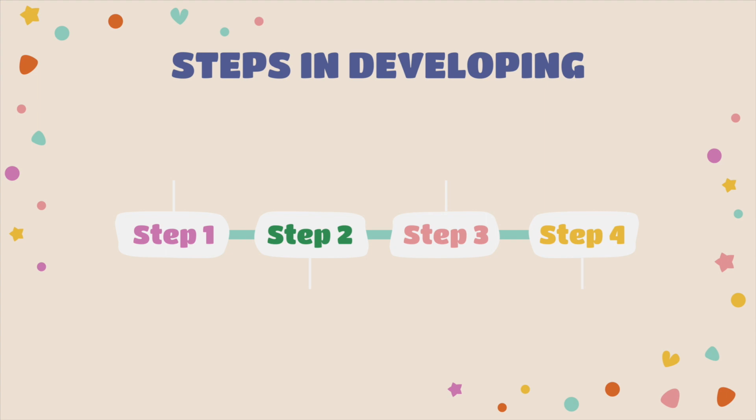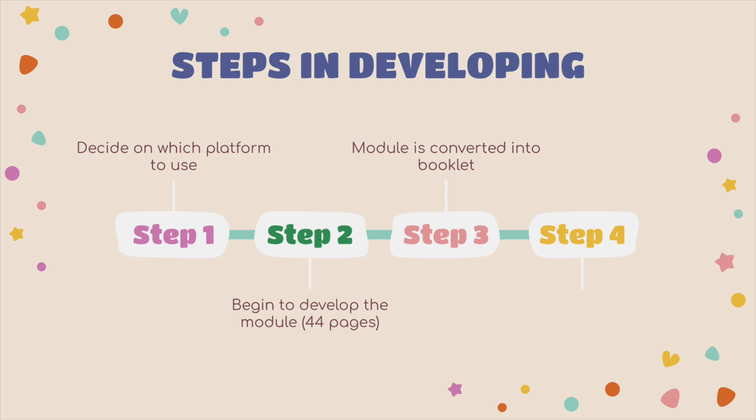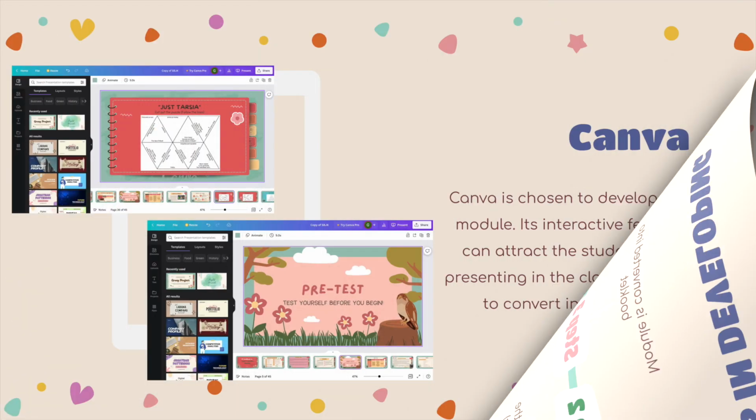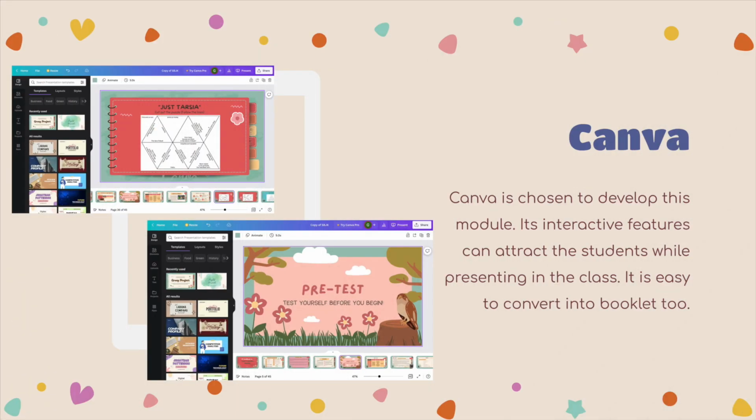Next are the steps in developing Just a Reading module. Step 1: decide on which platform to use. Next, begin to develop the module, which contains 44 pages. The third step, the module is then converted into the booklet, and we ask for experts' validation. Canva is chosen to develop this module. Its interactive features can attract the students while presenting in the class. It is easy to convert into a booklet too.